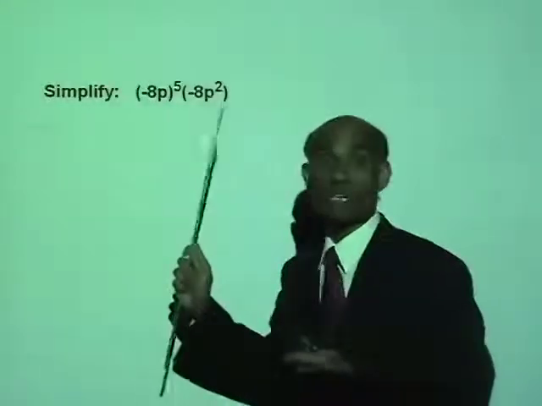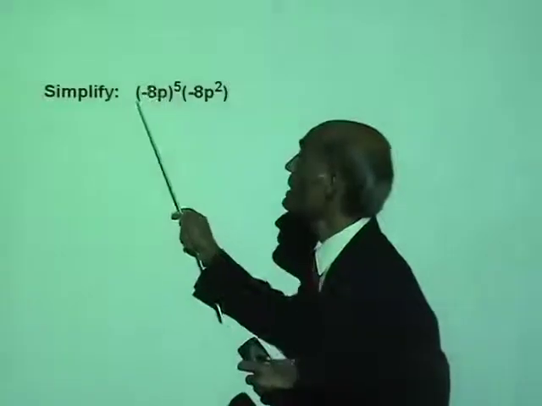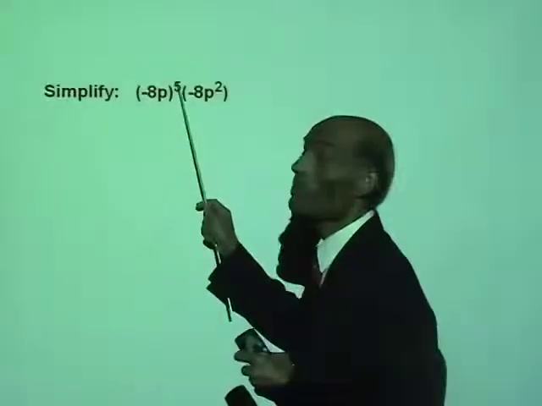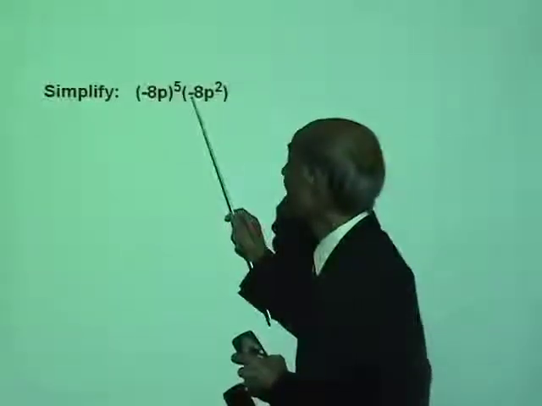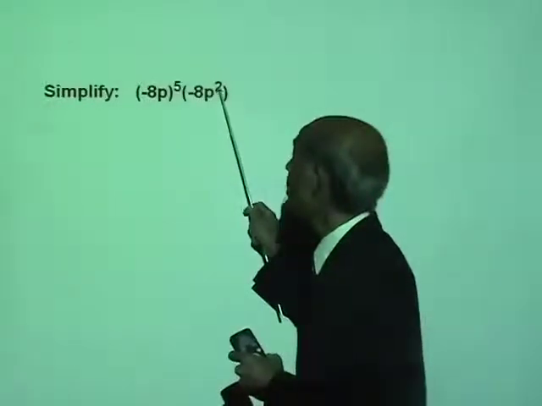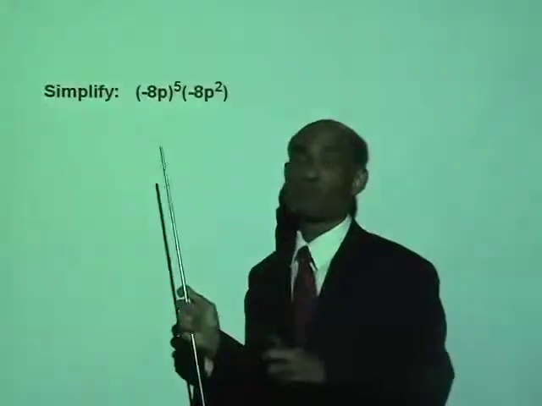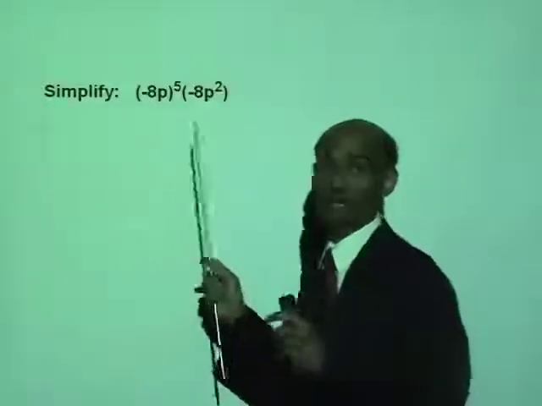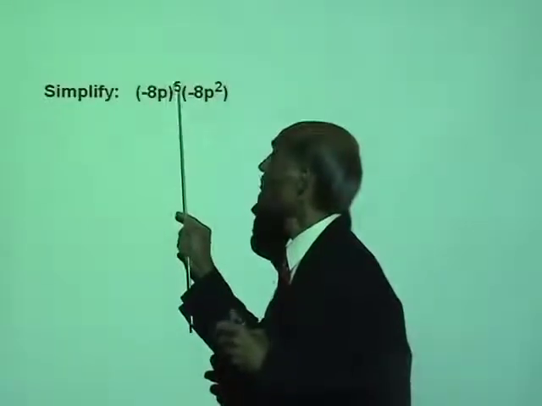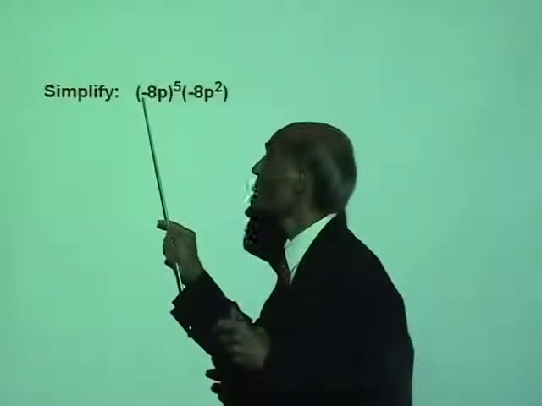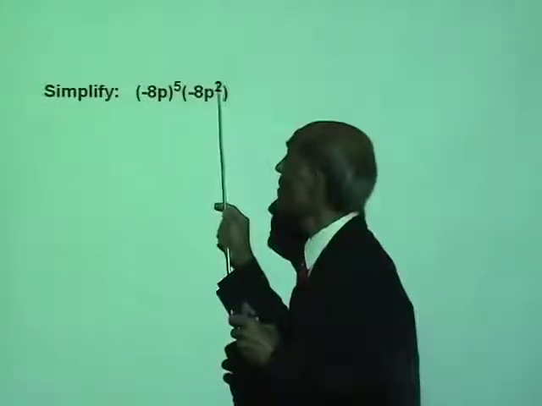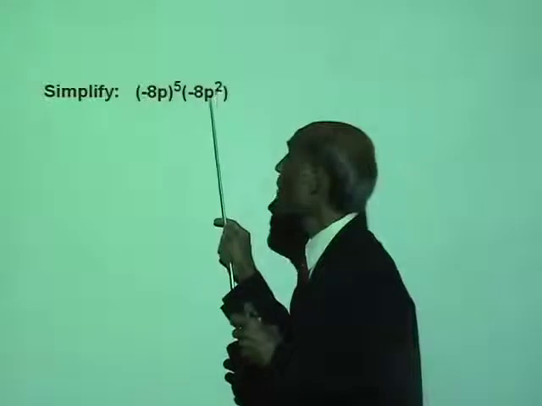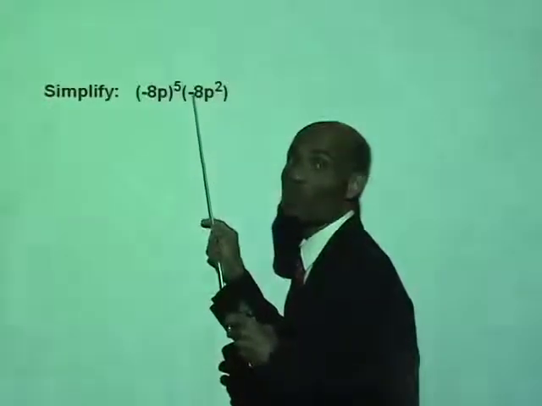Another one. Simplify. The quantity negative 8p all raised to the power of 5 multiplied by the quantity negative 8p squared. Now, you've got to watch that carefully. Whereas this power 5 belongs to the number -8 as well as p, watch here: this power 2 only belongs to p. It doesn't belong to -8.